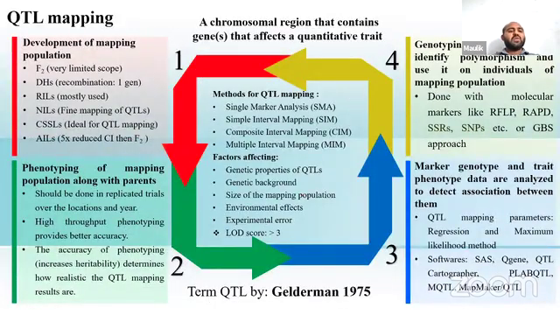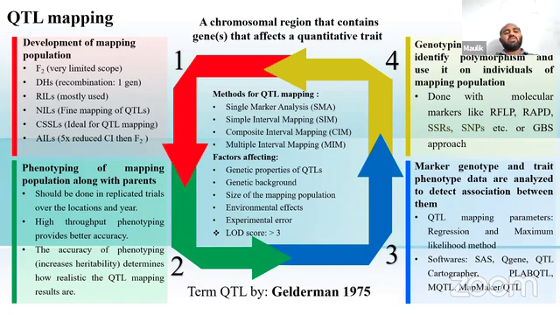So what does QTL mapping mean? How do we map particular genes which are responsible for salt tolerance? First of all, for QTL mapping we need a mapping population like F2, DH (double haploid), RIL, NIL, chromosome substitution line, advanced intercross line.